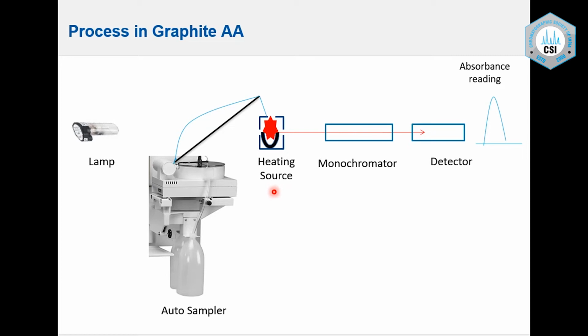In flame, normally there is no exact temperature. Temperature varies in a flame. That's why you don't get good efficiency in the flame technique. Then the light goes through the monochromator and detector, and you get peaks in the graphite furnace.